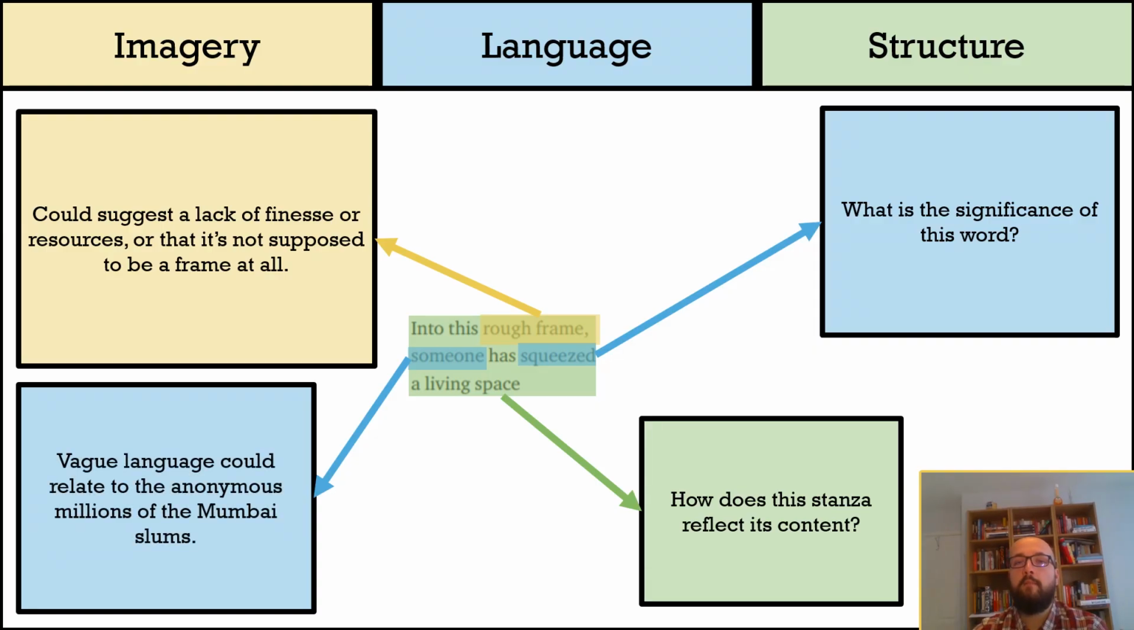The person being described in this stanza is virtually identityless, as the noun "someone" is incredibly vague. This could relate to the idea of the anonymity of the millions of people living in the Mumbai slums.